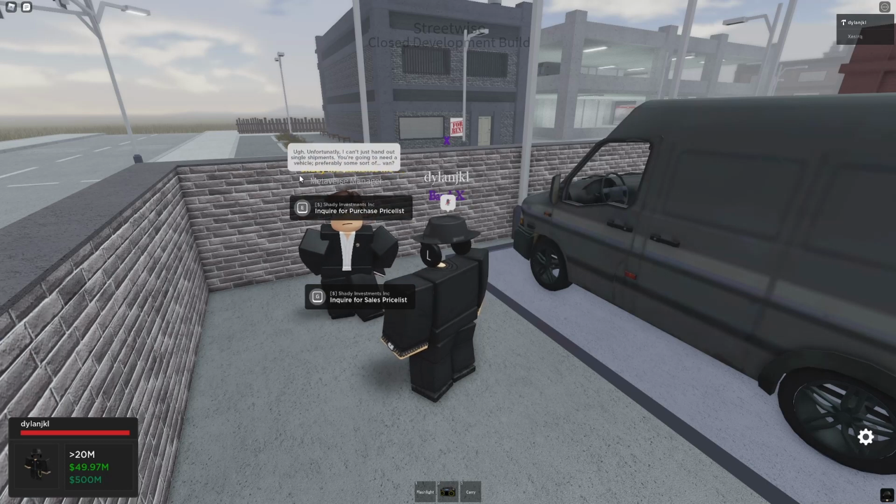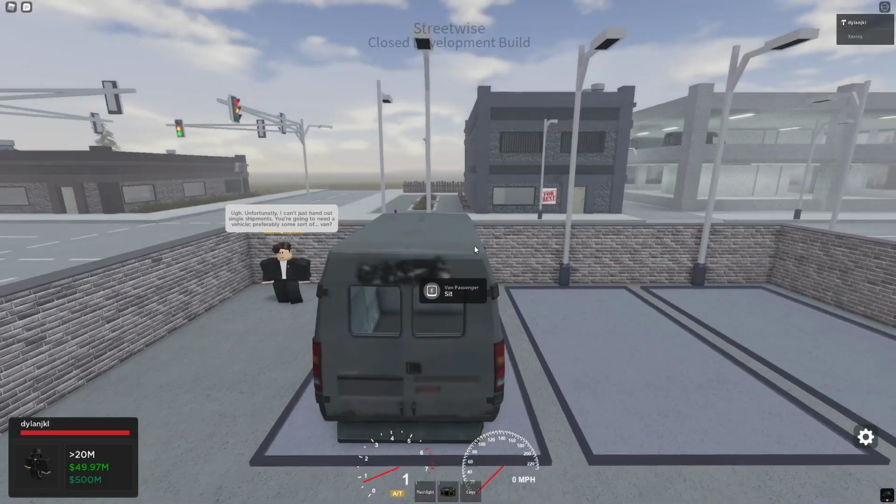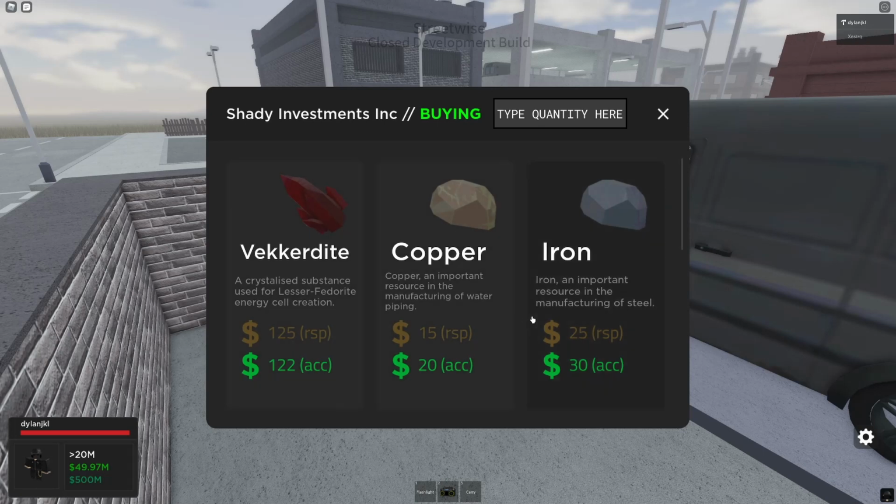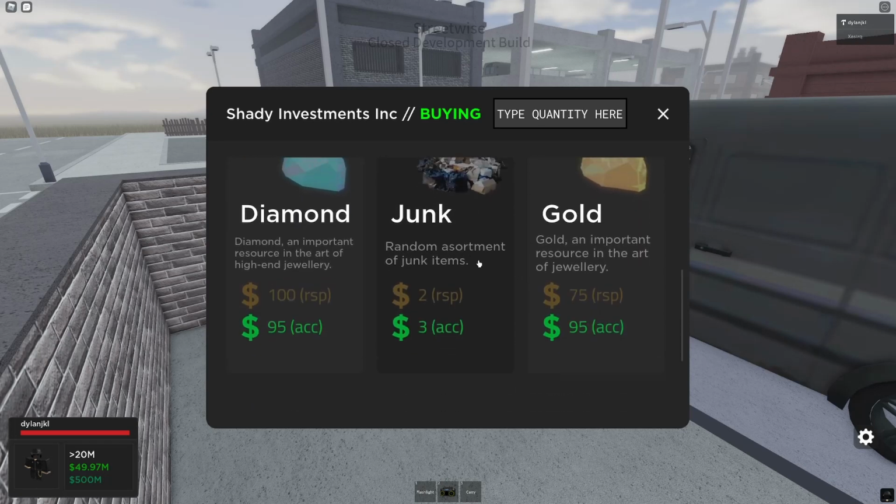Unfortunately, I can't just hand out shipments. It'll say this if you don't actually have a van available, preferably some sort of van. If you do have a van available, it'll pop up this little menu.